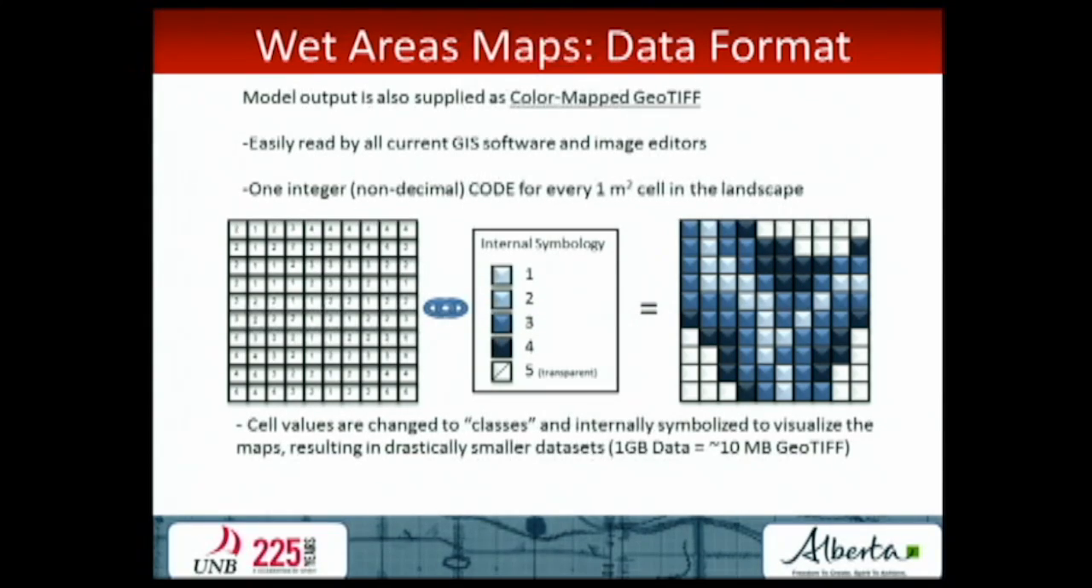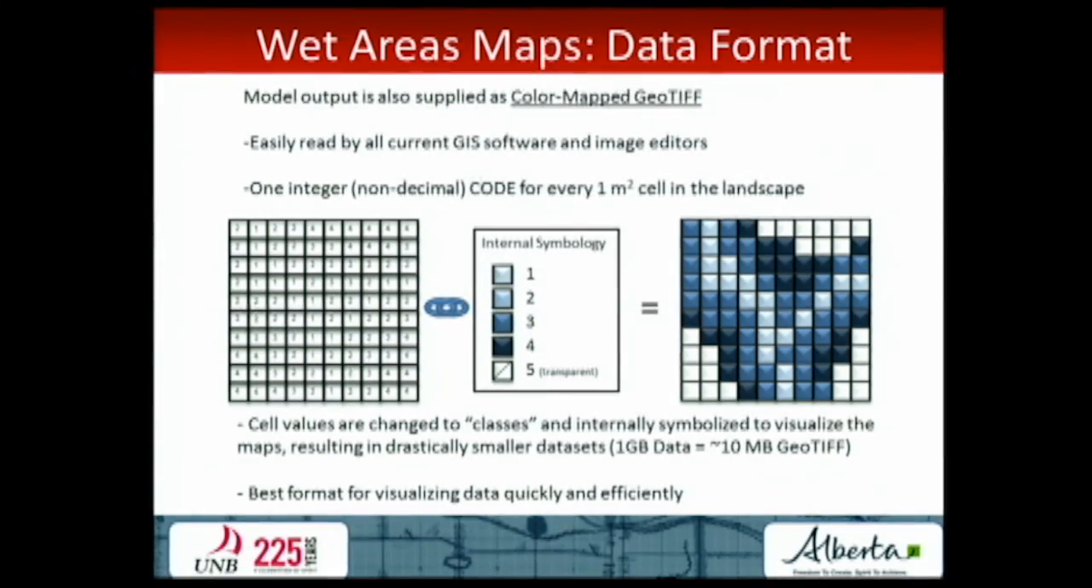The main benefit of this data set is the drastically smaller file size. 1 gigabyte of raw floating point data can easily be compressed down to 10 megabytes of output geotiff. This is the best format for visualizing the data quickly and efficiently, in terms of if you have to put this information on a laptop or a tablet or a handheld GPS unit. This would definitely be the format to be looked at.